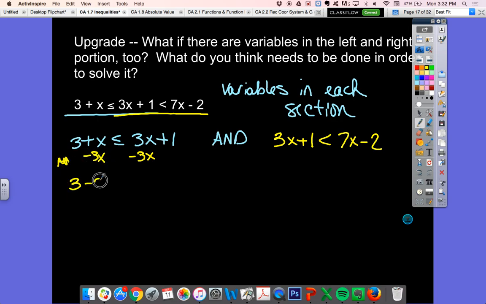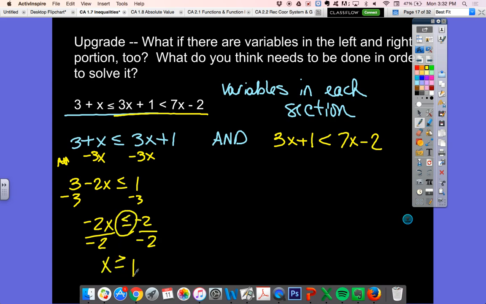So I got 3 and then a minus 2x less than or equal to 1. Okay, get rid of the 3. So a negative 2x less than or equal to negative 2. You come through there, divide through by negative 2. That means this thing flips. Then come and work the other one.